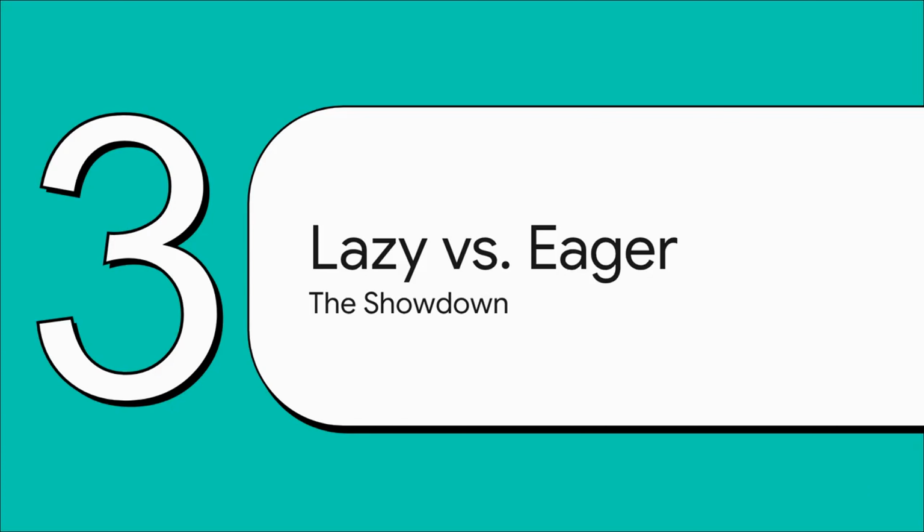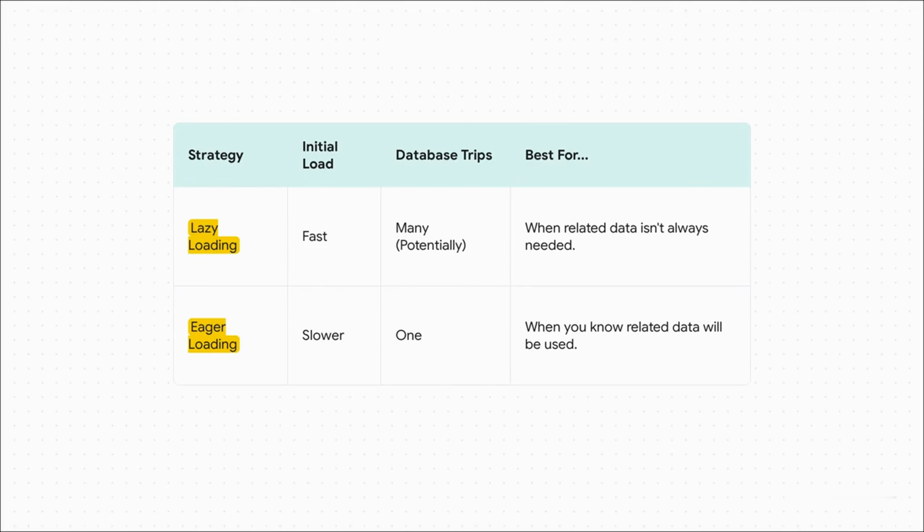So we've got our minimalists and our overpacker, our lazy and our eager strategies. Let's put them head to head and see how they really stack up against each other. Okay, let's just break it down nice and simple. For that initial load speed, lazy loading is the clear winner. It's fast. But, and this is a big but, when it comes to database trips, it can be really inefficient, with potentially tons of queries.